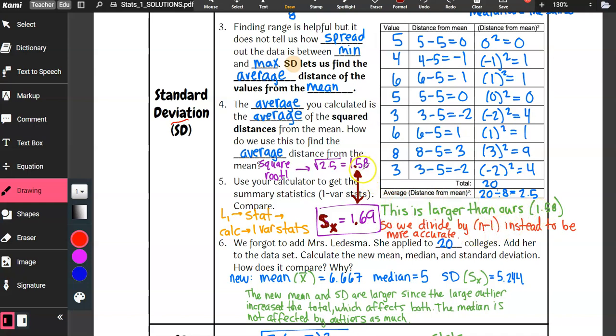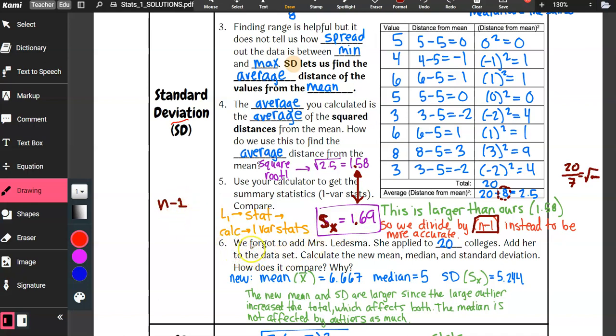So if you want to get closer to the 1.58, we divide by n minus 1 instead to be more accurate. Okay, so instead of dividing by 8, you take your 20 divided by 7, and then take the square root of whatever you get, and that should give you 1.69. Okay, so make sure we use n minus 1.